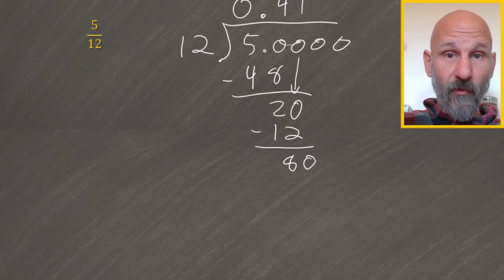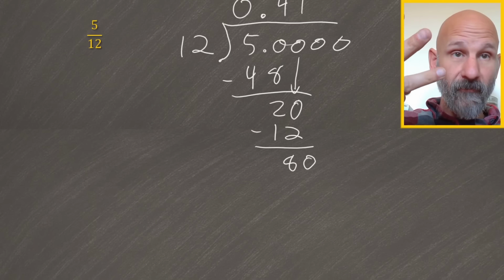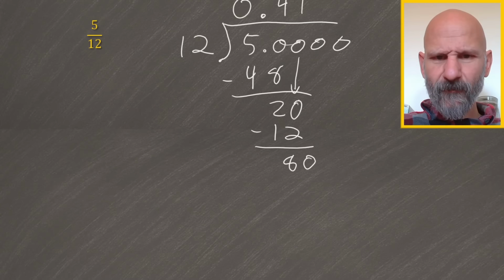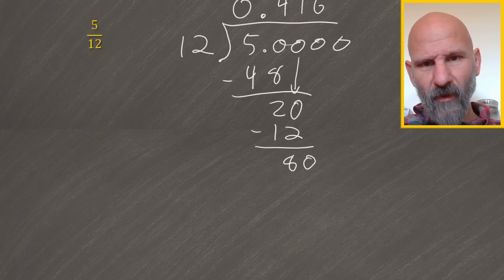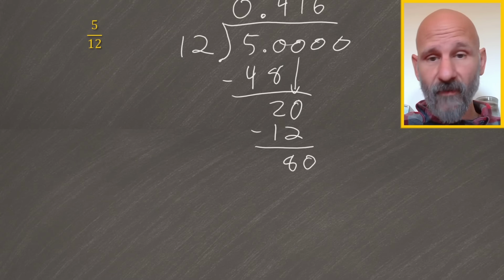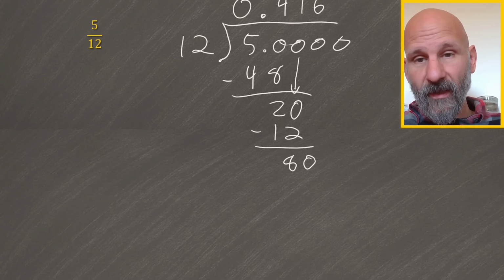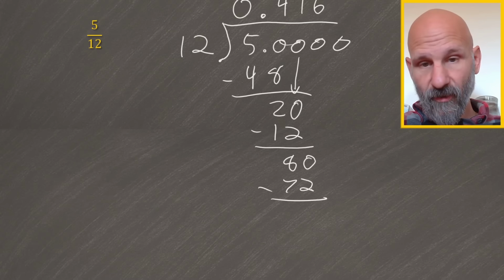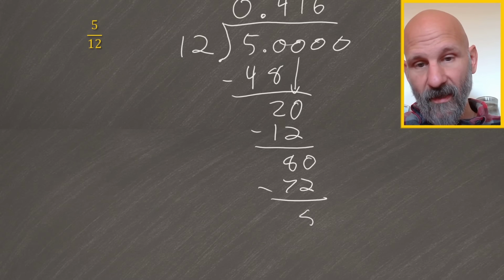Let's see here. Well, we got 12, 24, 36, 48. 12 times 5 is 60. What's 12 times 6? 72. Because if we do 12 times 7, that'd be over 80. So 12 times 6 was 72. So put that there and then subtract. 80 minus 72 is going to make another 8.